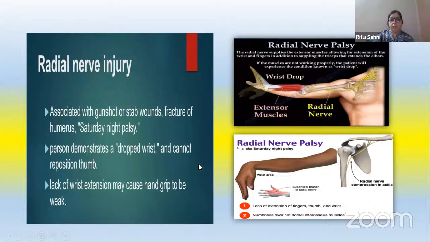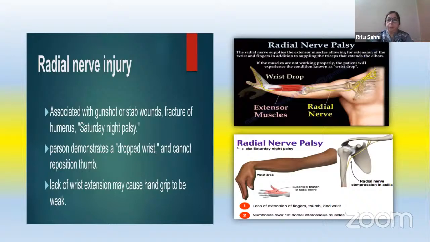Then there are radial nerve injuries. The radial nerve supplies the extensor group, and when the extensor muscles are weak, there is wrist drop. The radial nerve supplies the extensor muscles, which allow extension of the wrist and fingers, in addition to supplying the triceps. If there is entrapment of the radial nerve, it is known as Saturday night palsy. There is dropping of the wrist, a problem with thumb positioning, and the lack of wrist extension may cause the hand grip to be weak.